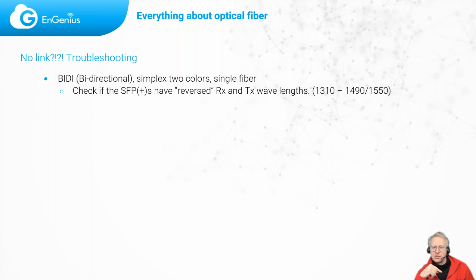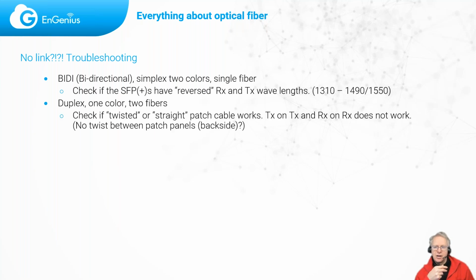So check that. Often, you can buy them as a pair. In some cases, your ISP already has one side, then you need to find the matching one for the other side. So if you have duplex, one color, two fibers, if it doesn't work, check your cable.